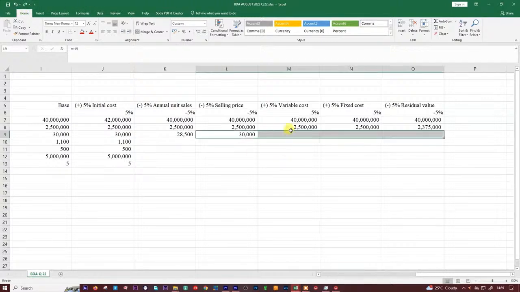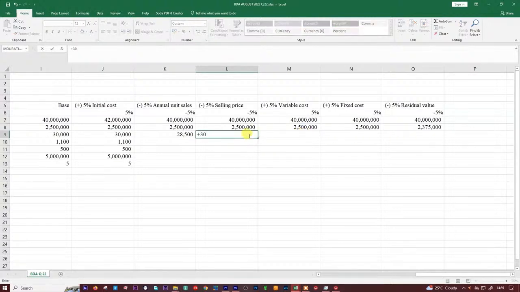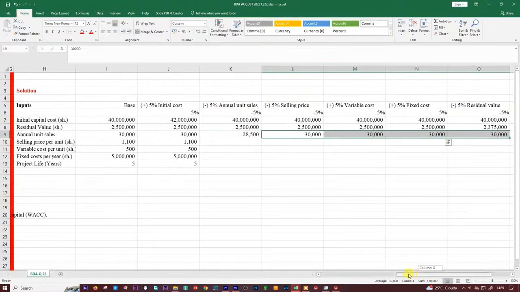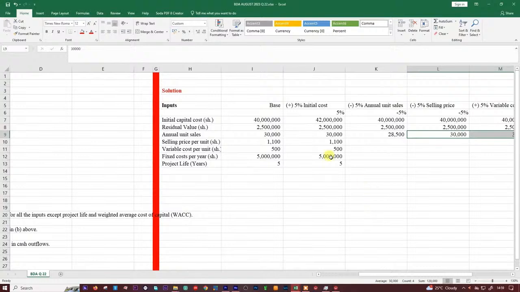And so it should remain 30,000. That should remain the same. Control R. It's only the unit sales. Why? Because we are saying that the unit sales are the ones which are being affected. We are dealing with unit sales. So this annual unit sales component should actually change.